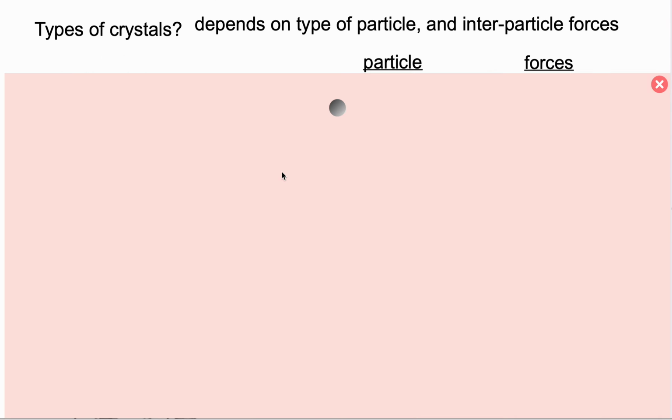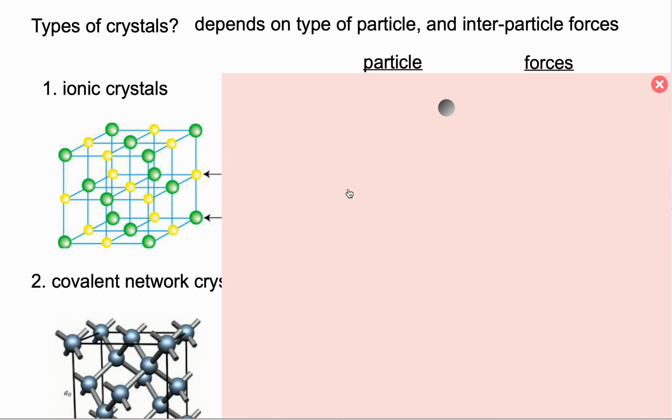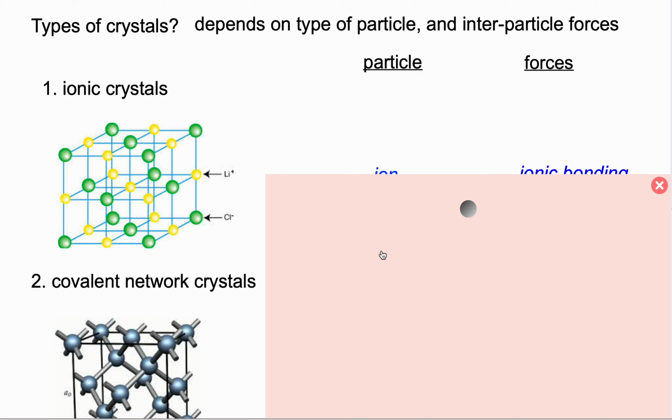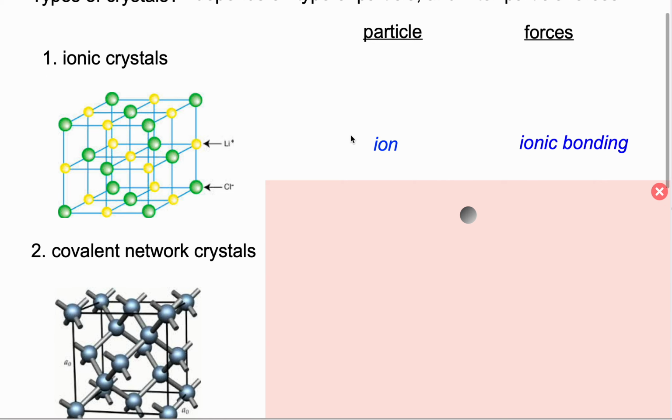Now, let's finish up by talking about the types of crystals that exist. We can classify crystalline solids based on the type of particle that is present at each point in the crystal lattice and the interparticle forces that hold them together. So let's review all of these. Okay? In ionic crystals, like lithium chloride, the particle is obviously an ion, and the forces that hold the particles together would be, of course, ionic bonding, the electrostatic attraction between oppositely charged ions.